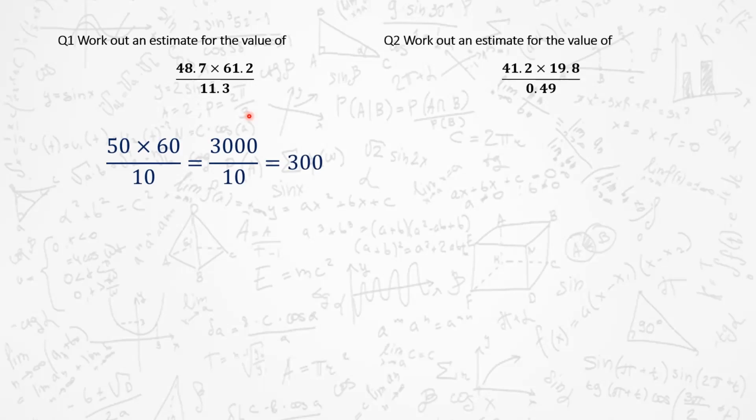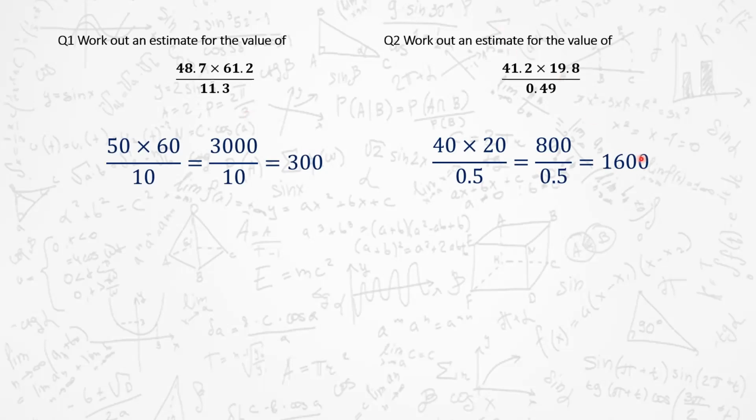Question 2. Work out an estimate for the value of 41.2 times 19.8 over 0.49. 41.2 could be rounded down to 40, 19.8 rounded up to 20, then 0.49 round up to 0.5. Therefore, I have 800 over 0.5, which is 1600.